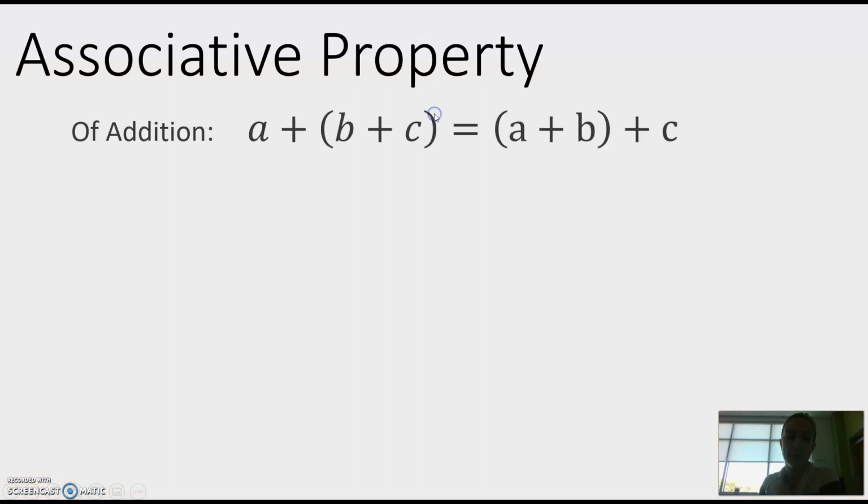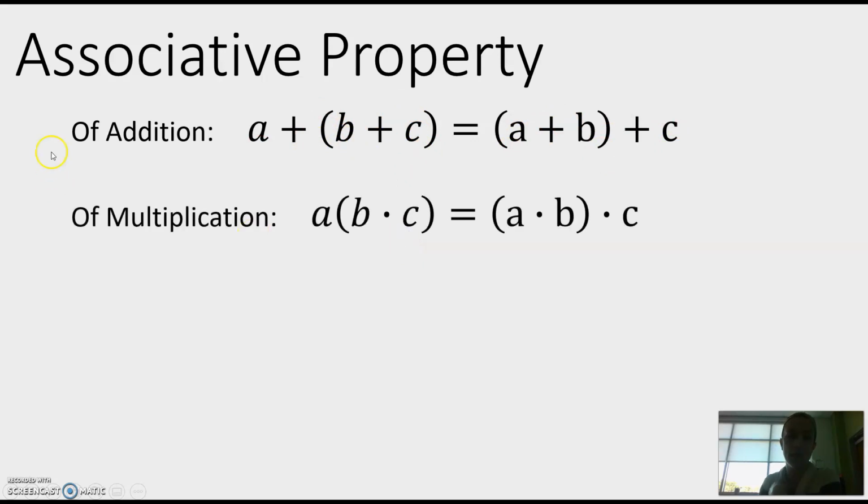Associative property. Associative property of addition, again, who do you associate with? Who you associate with is like who you group yourself with, who your friends are. So think my grouping changed. My numbers stayed the same order. They didn't change order, just their grouping changed.